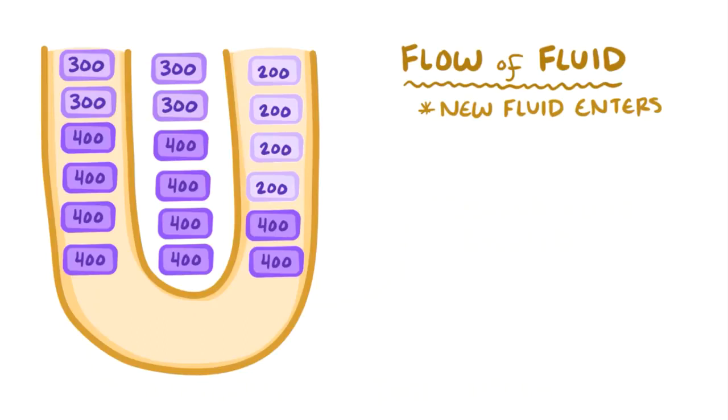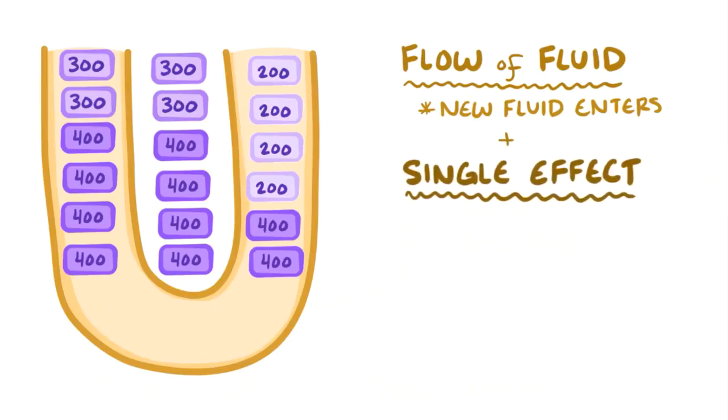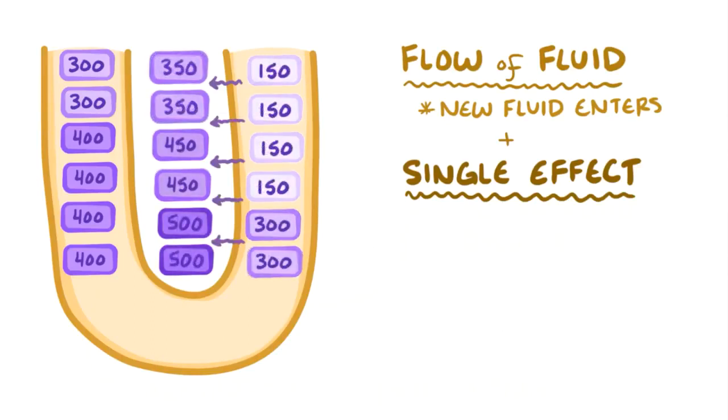Now that that's happened, remember that there's also the single effect in the ascending limb. So sodium is reabsorbed from the tubular fluid boxes and moved into the interstitial fluid. In the two boxes near the bottom of the ascending limb, the osmolarity will drop from 400 to 300 milliosmoles per liter, and likewise the 200 blocks will drop to 150. Then all these interstitial osmolarities will transfer to the descending limb.